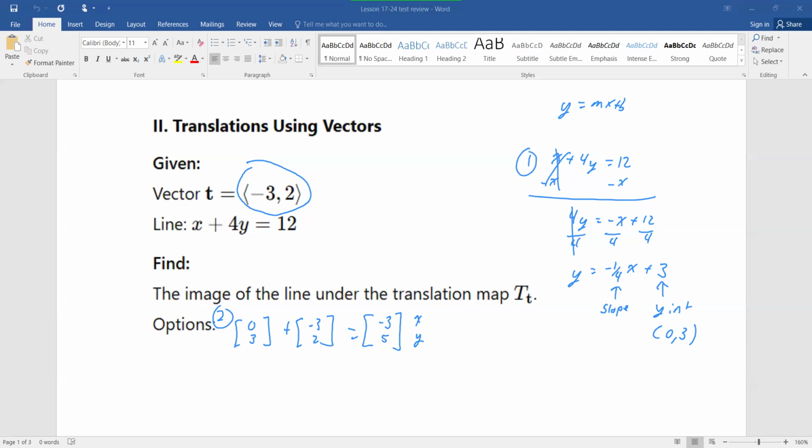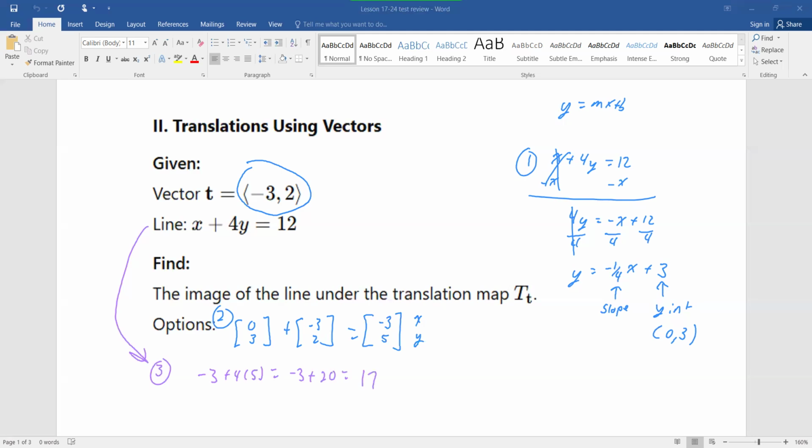So here's the third step. I'm going to take the original equation and I'm going to plug in my new point. The goal is to get a new equation. So I'm going to go with negative 3 plus 4 times 5. And then we just work it out. What's 4 times 5? What's negative 3 plus 20? 17.